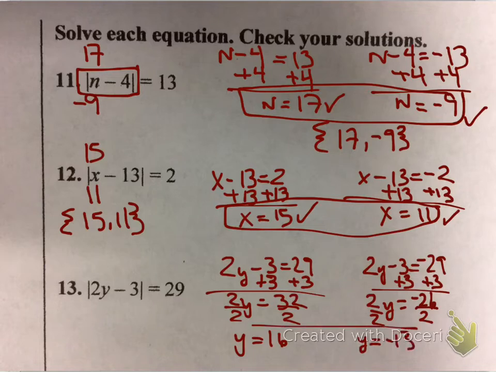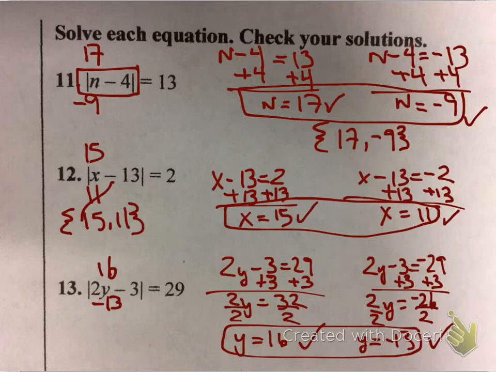Now this is where, again, you need to make sure you knew how to do solving equations, because if you're having trouble with solving equations, well, then this is just going to be hard. And then solving systems of equations is going to be more fun. Anyways, if I put 16 in here, 2 times 16 is 32, minus 3 is 29, so that checks. If I put negative 13 here, 2 times negative 13 is negative 26, minus 3 is negative 29, but the absolute value of that is positive, so both numbers check out, and that means that's my answer.